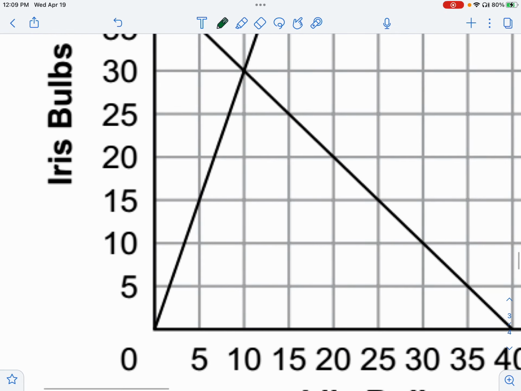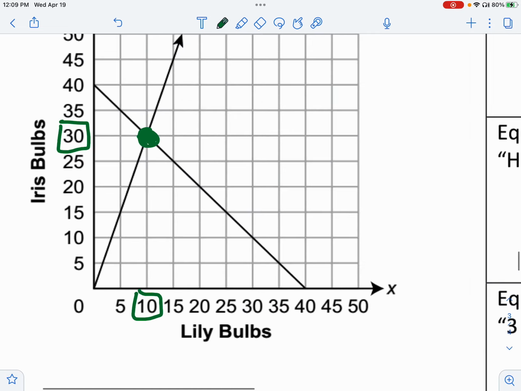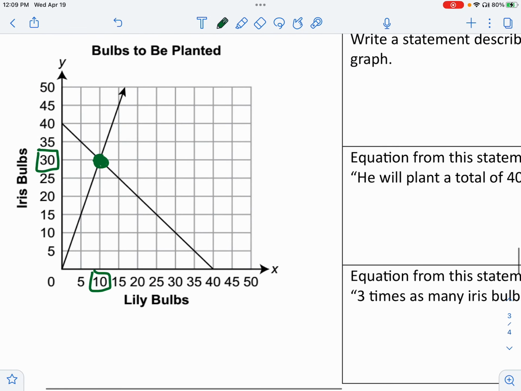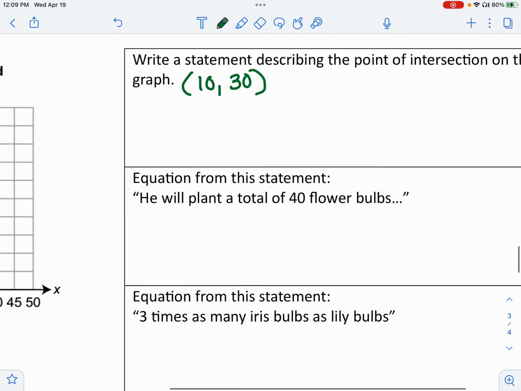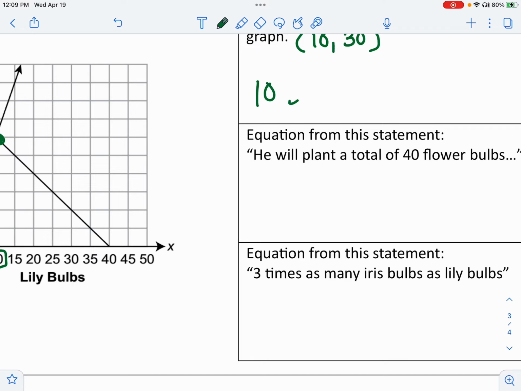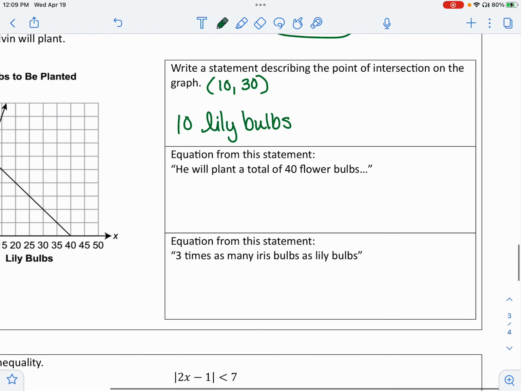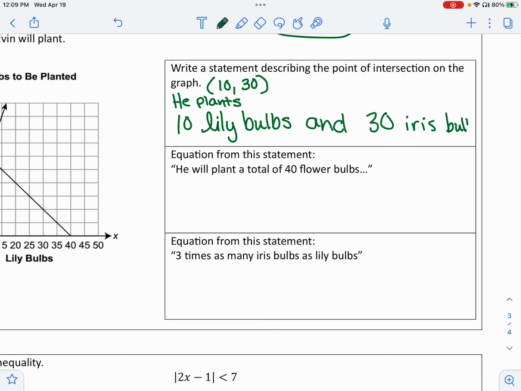So the point of intersection is right here, and that is over 10 and up 30. All right, so the intersection is at 10 comma 30, which means 10 is my x-axis. So that means 10 lily bulbs. And I could make a statement. I could say he plants 10 lily bulbs and 30 iris bulbs. Beautiful statement.